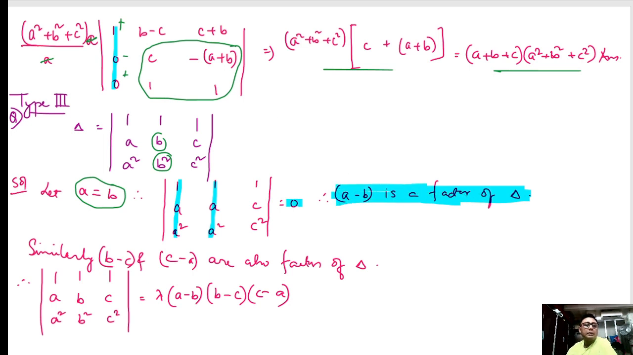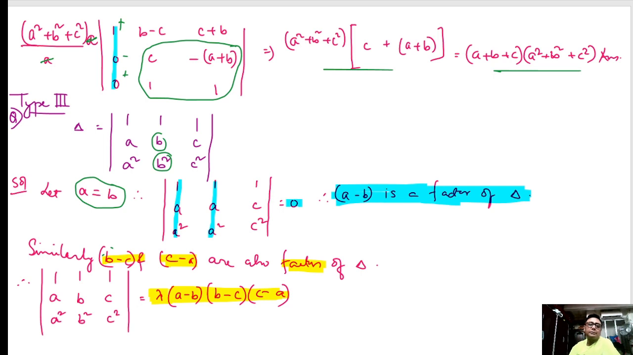Similarly, if I put B equal to C, please watch here. If I put B equal to C and C equal to A, I will see that again two columns are coming the same and the determinant is coming 0. That means they are also factors. That means I can tell from here that this determinant has got 3 factors. So see how to write, including a multiple. Now we have to find the value of the multiple.